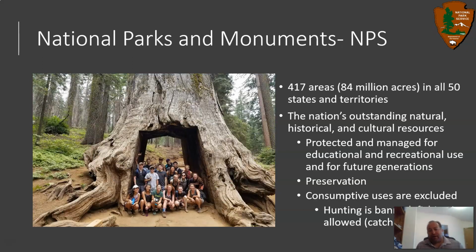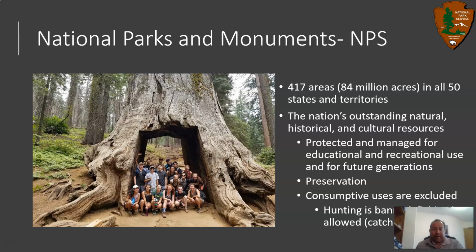The National Park Service, their areas are national parks and national monuments. They have about 417 areas. They total 84 million acres, and it's in all 50 states and territories. And what falls under this category of national parks and monuments, it's the nation's outstanding natural, historical, and cultural resources. And they are protected and managed for educational and recreational use for future generations. So they are preservation focused. They exist only for educational and recreational use.